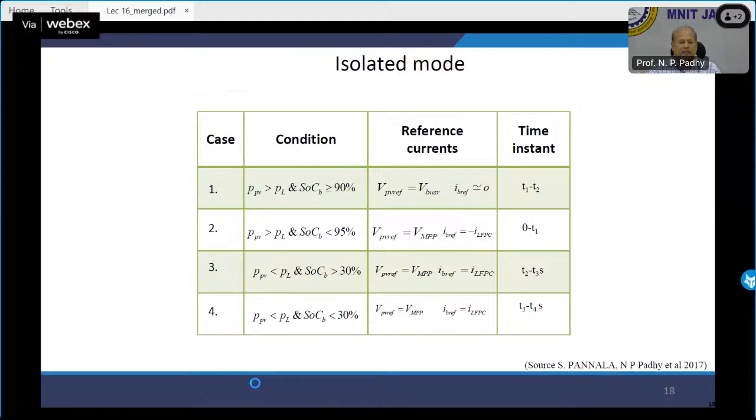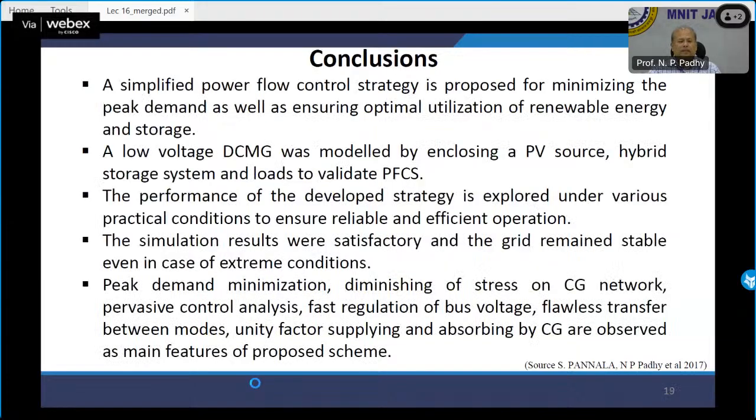Here we are considering isolated mode of operation with 90, 95, and 30 and 30. And these boundaries are not limited. So probably I'm not in favor of going for 95%, which is really too unrealistic. So probably this can be brought to 85 to 90, which is practical. Yeah. Good. I think this is what we have done in the case of the energy management study.